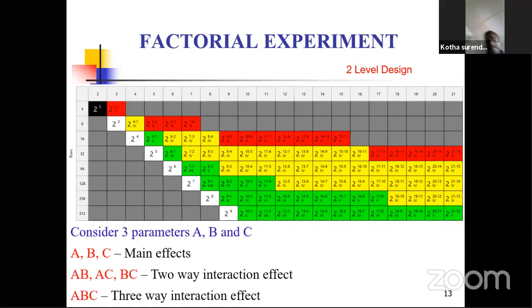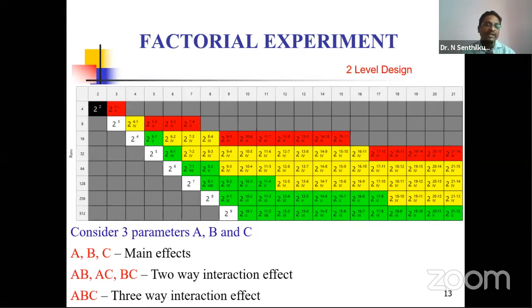Among A, B, C, if I consider the joint influence of A and B, the joint influence of A and C, and the joint influence of B and C, then it becomes two-way. That is, if I am going to consider 2 parameters simultaneously, it becomes a two-way interaction. In the case of A, B, C simultaneously, I consider the joint influence of all these parameters. That's why it is called a three-way interaction effect. With this, I will go on to the design resolutions.